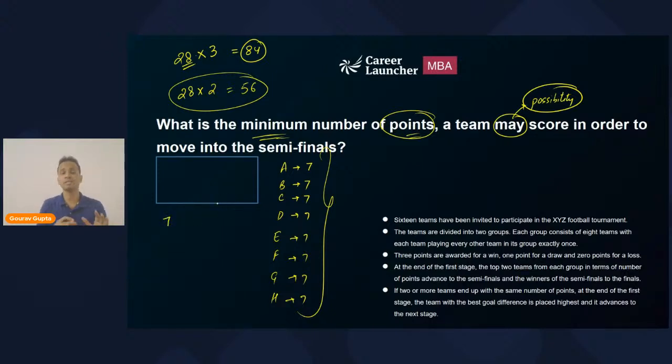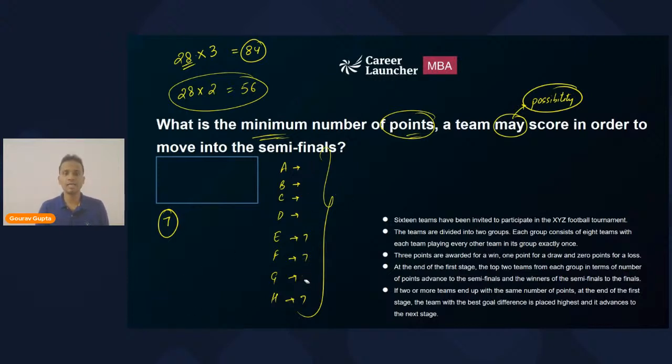The number of points, or after getting 7 points in the first stage, a team may qualify for the next round. A team may qualify for the semifinals, right? Now, can we further minimize this value? Can we further reduce this value? So can the answer be even less than 7? Let's have a look at it.